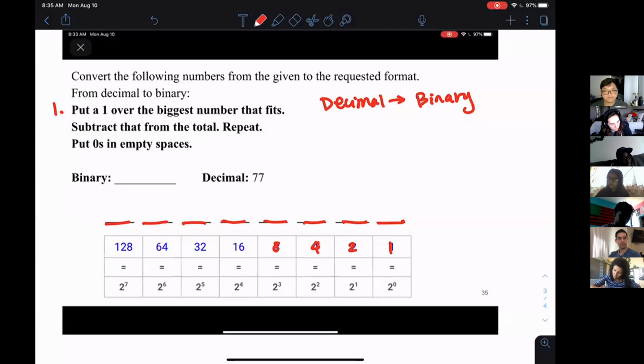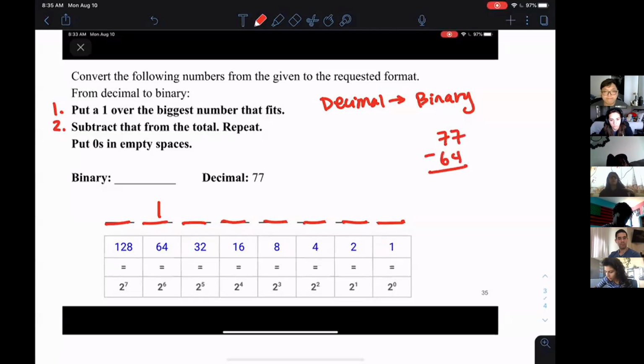And now we're going to put a 1 over the biggest number that fits. So the biggest number that fits is going to be a 64. I don't want to put a 1 in the 128's place because now the smallest number I can represent is 128. But I only want 77. So a 1 goes here. Okay, step 2. We're going to subtract that number from the total. So on the side, I'll do 77 minus 64 to see how much more I need to add on. Subtracting, I see I need 13 more.